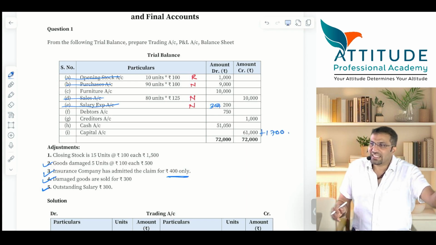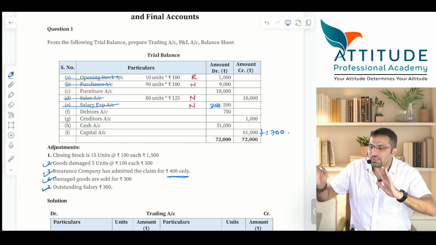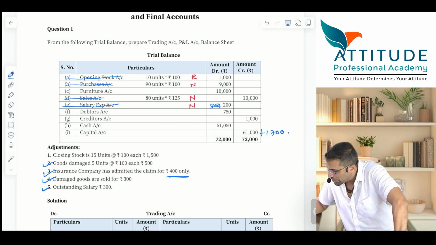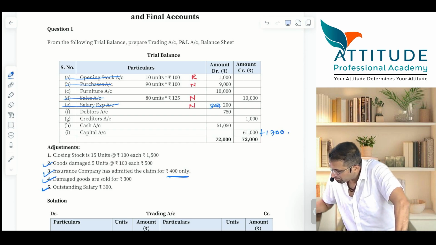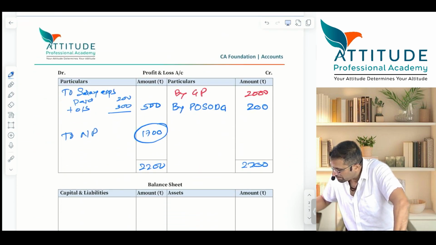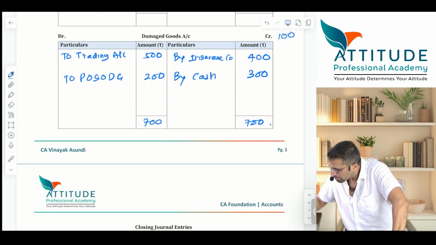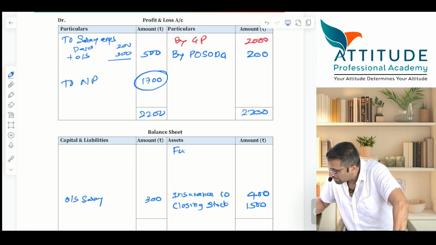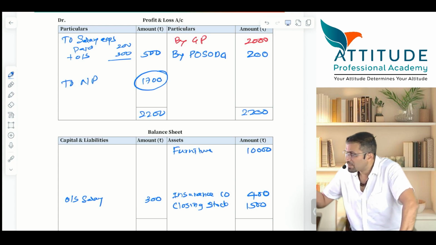Sir, outstanding salary I have taken, insurance company also I have taken, closing stock also I have taken. Now just put the things which are there. Furniture, कितना है? 10,000? Keep on telling me. Furniture, bolo. Balance sheet. Furniture, how much? 10,000. Now you have the trial balance. Please keep on telling me.